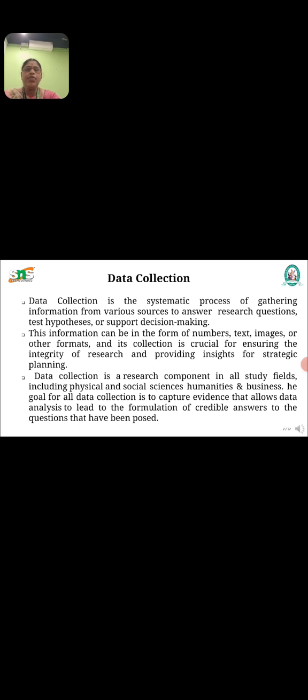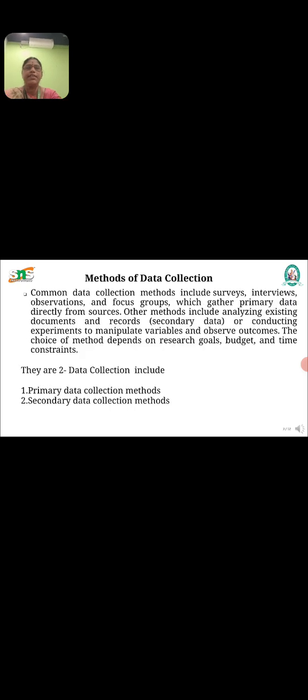The goal of all data collection is capturing the evidence that allows data analysis to lead to the formulation of credible answers to the questions that have been posed. So, data collection is a very important component for any research.